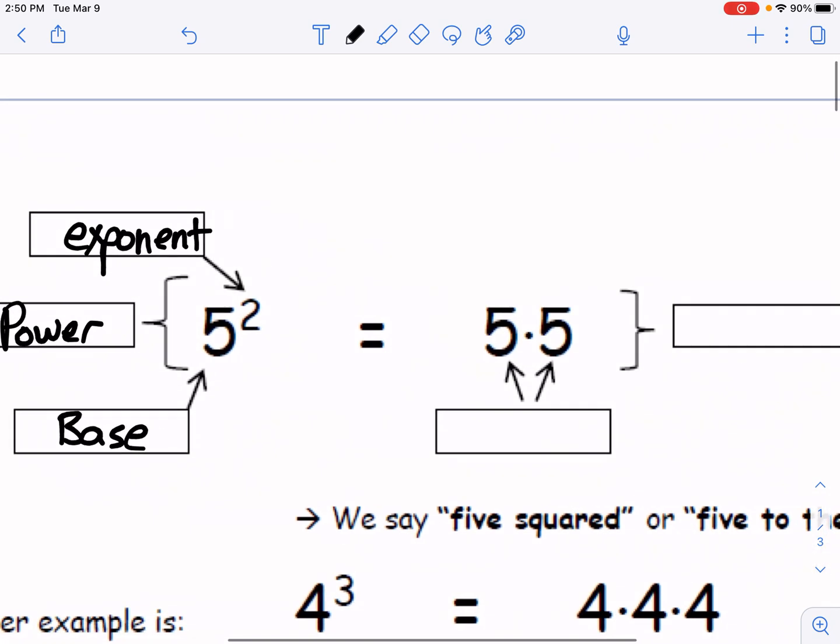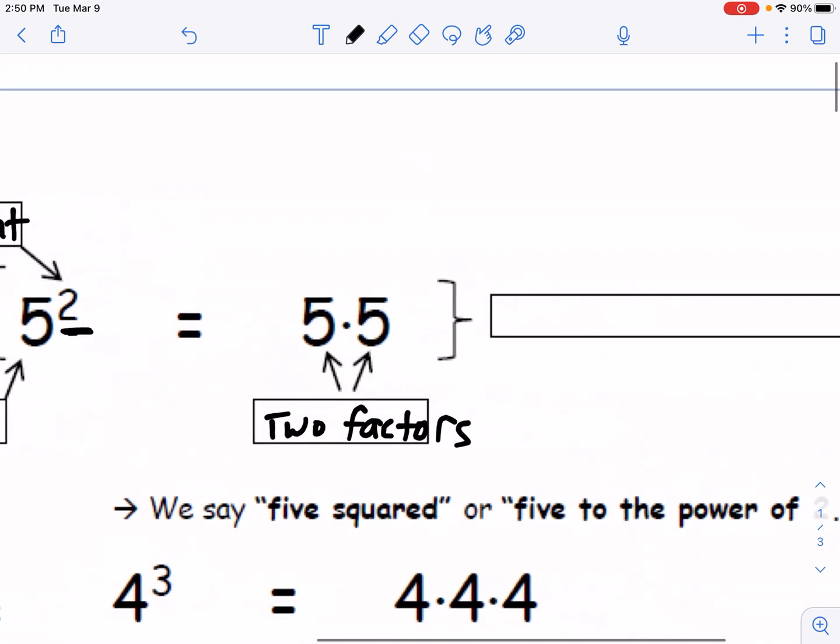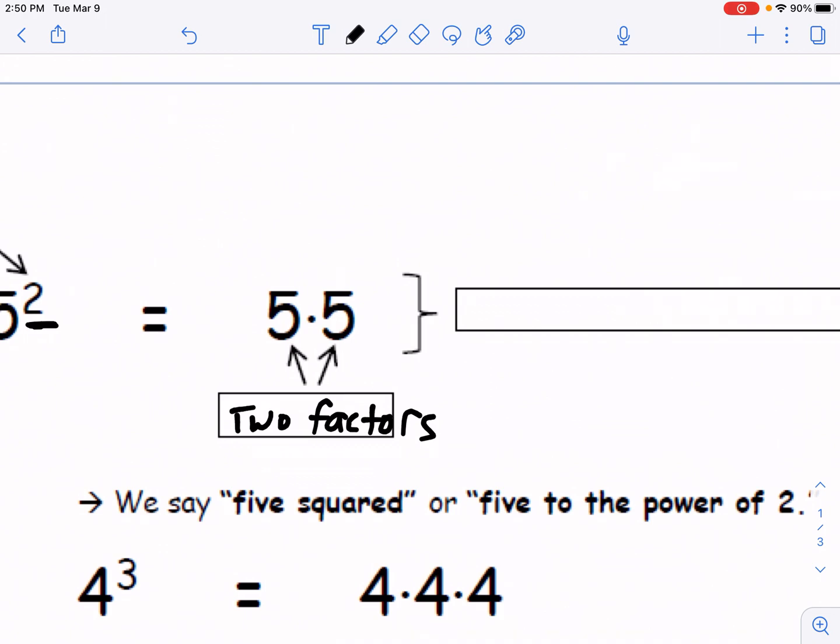For instance, here we see that there are 2 factors, okay, because we have 2 5s being multiplied. Hence, that's what this number 2 is saying. We're taking the base and we multiply 5 times 5. There's 2 5s there. And then if we evaluate or simplify that, 5 times 5, we're going to get 25, okay, and that would be our solution.